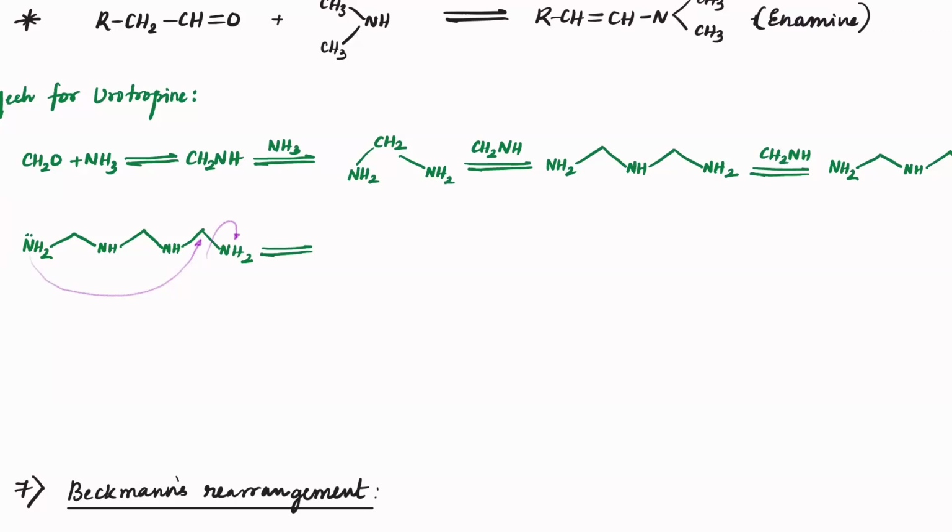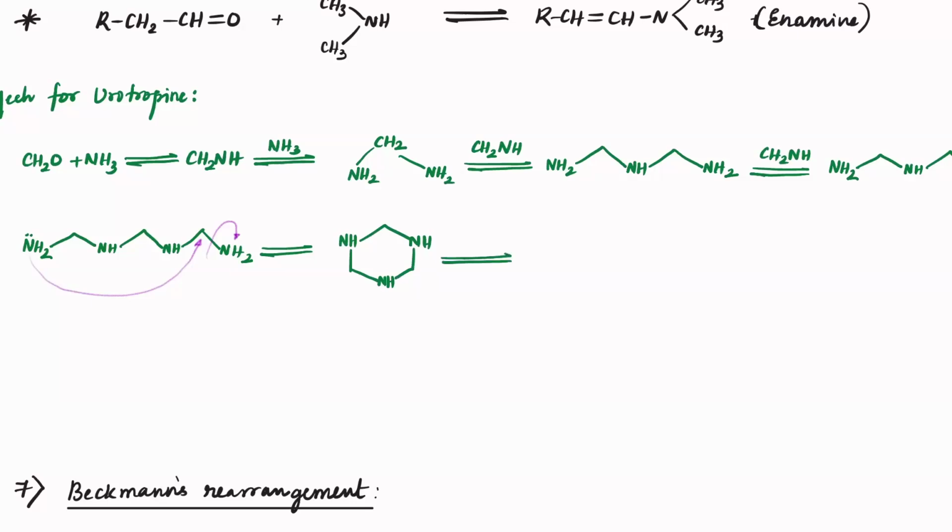So in that case, what do I get? I'll make a six-membered ring like this with NH, NH, and NH like this. This is a compound which you will get.